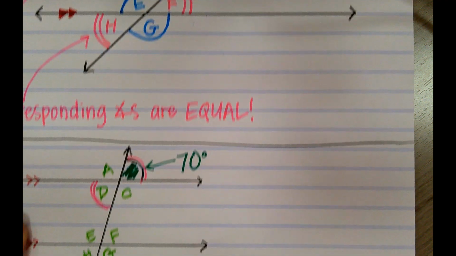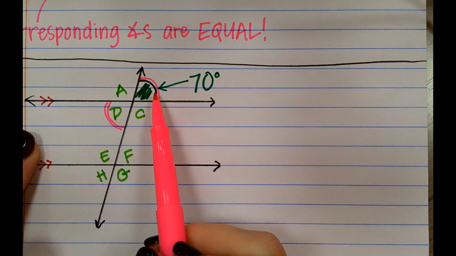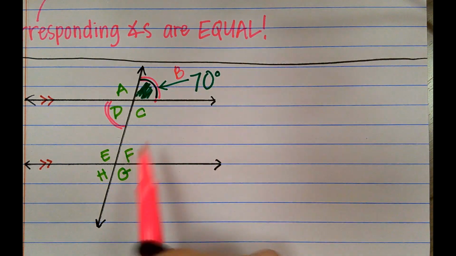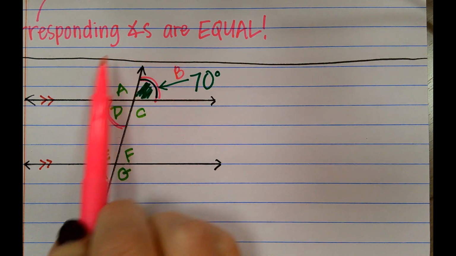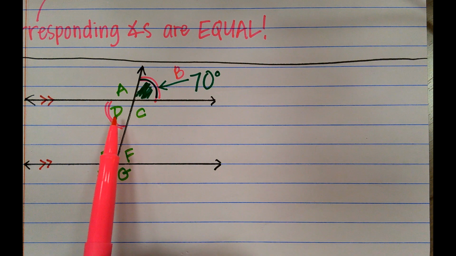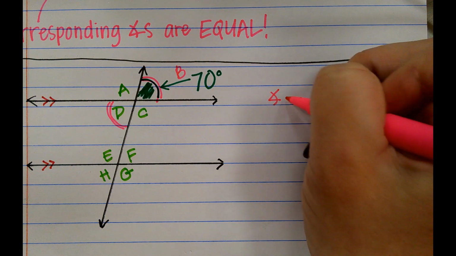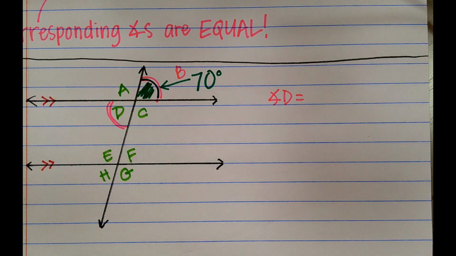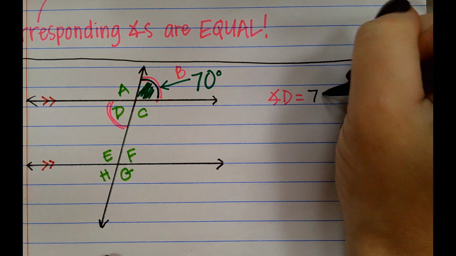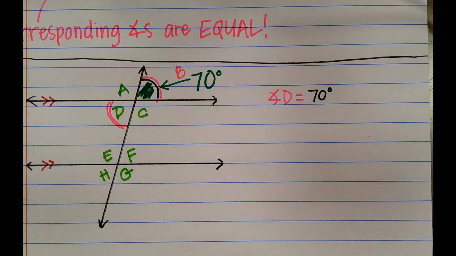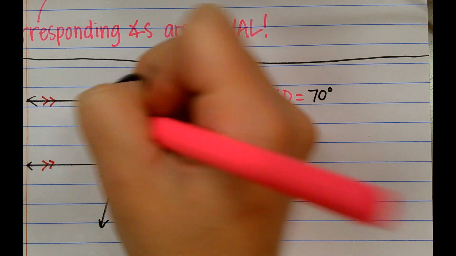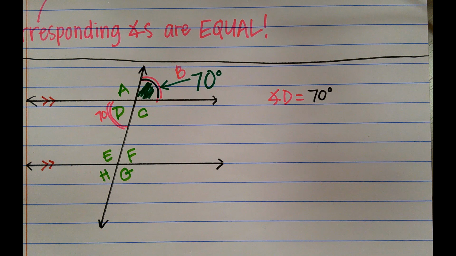That's okay. So we have 70 degrees right here. We'll call that angle B. Angle B is vertical to angle D. So they're equal. So what is the measure of angle D? 70. 70 degrees. Good. Okay, so I'm going to go ahead and write that in. I know that this is 70. So I've got 2 of my angles solved.